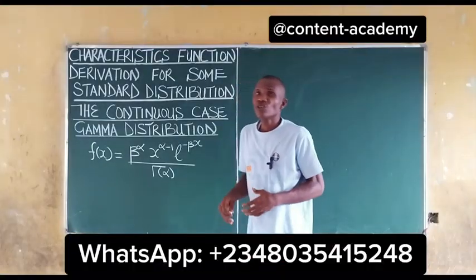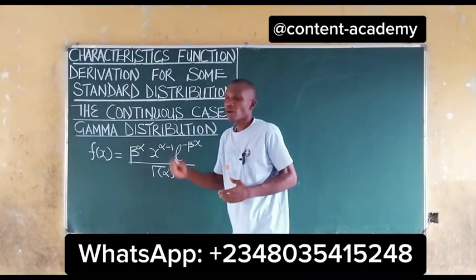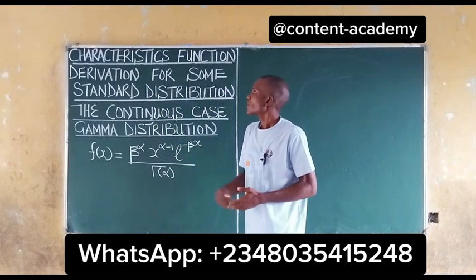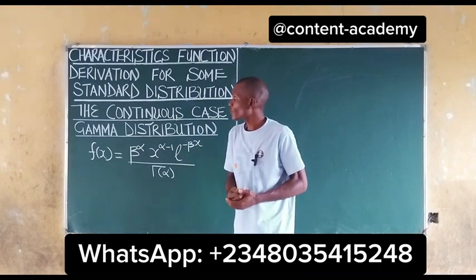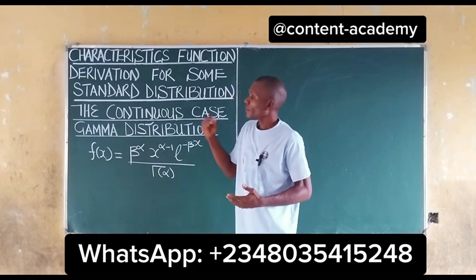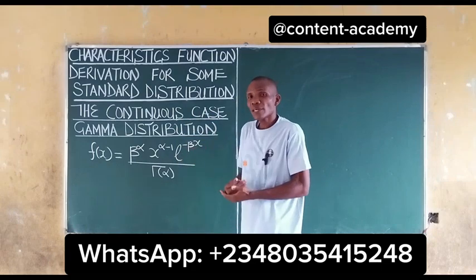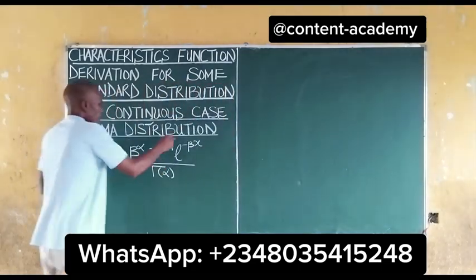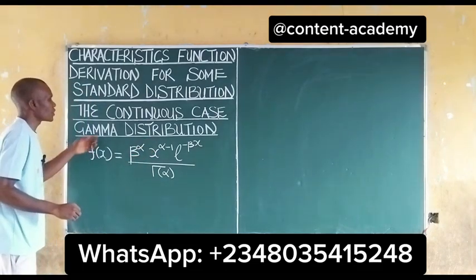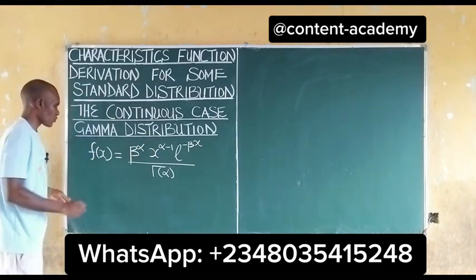In this video, we'll be deriving some of the standard distributions. So we're talking about the characteristic function for the random variable, but for a continuous case. In this one, we are talking about the gamma distribution. So how do we derive that of the gamma distribution?